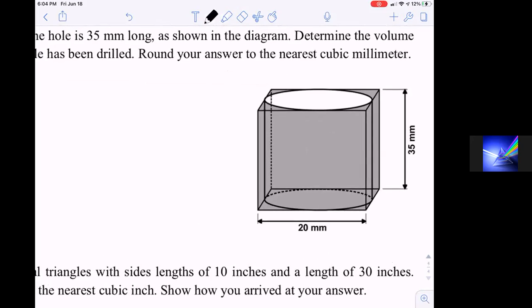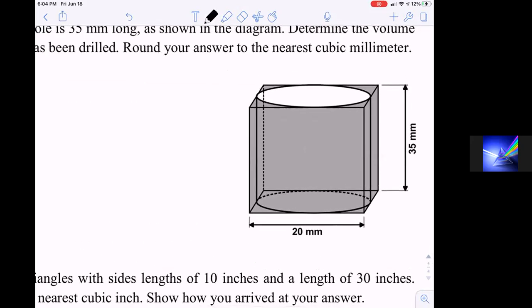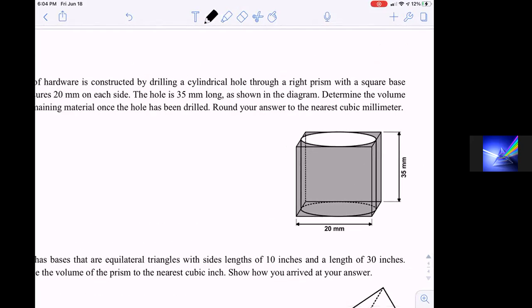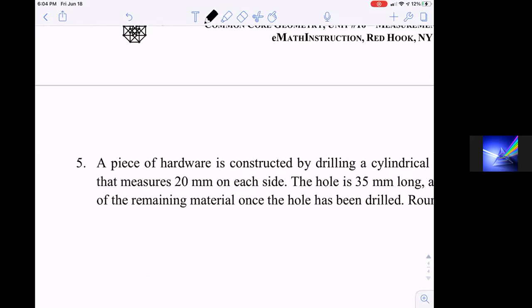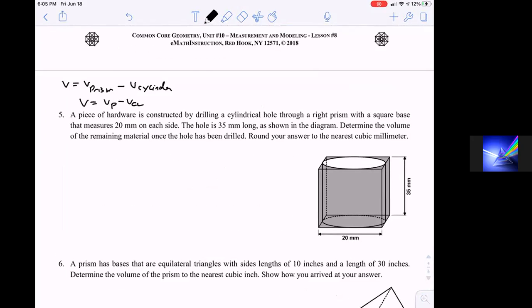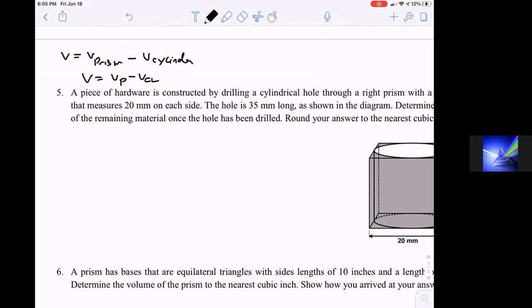So basically, to find the volume of that outer material minus the hole in the middle, we're going to say the volume that we're trying to find is going to be equal to the volume of the whole prism, which I'm going to call VP, minus the volume of the whole cylinder, which I'm going to call VCL. So the volume we're looking for is VP minus VCL. Okay, now let's find the volume of the prism. Start there.